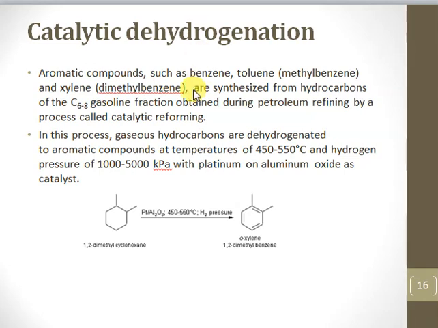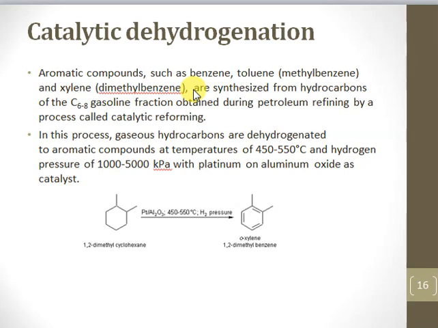Okay, so if we are going to carry out the synthesis of substituted aromatic compounds, such as toluene, which is called methylbenzene, or you are interested in the preparation of xylene, they can be easily synthesized from hydrocarbons of the 6 to 8 gasoline fraction. That is, a gasoline fraction that has 6, 7 or 8 carbon atoms. Such hydrocarbons are obtained from petroleum refining, right?